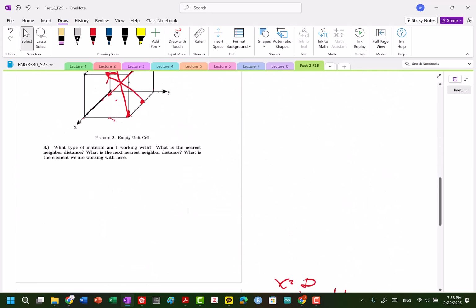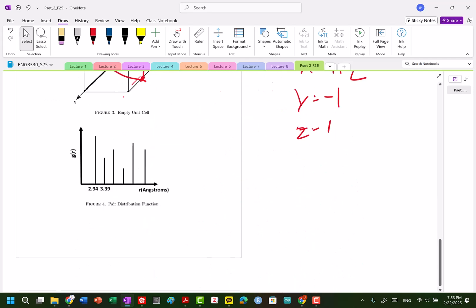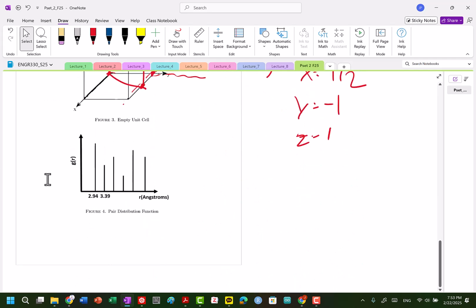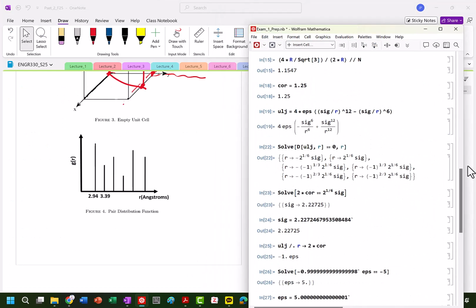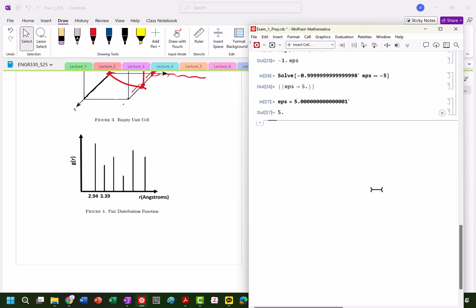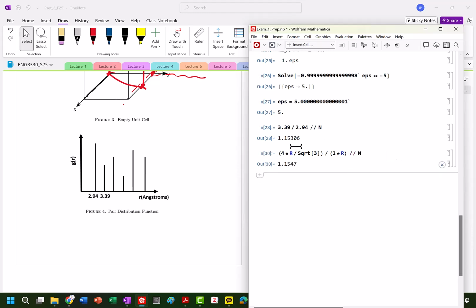All right, and now it's what material we're working with. So we're given these ratios, or these values. We know that that's the next nearest neighbor distance and the nearest neighbor distance, so 3.39 divided by 2.94. That is going to be equal to 4 times r divided by square root of 3, the next nearest neighbor distance for BCC, divided by 2r, the nearest neighbor distance. What will that look like? Voila, we got it, approximately. So 2.94 divided by 2, 1.47.